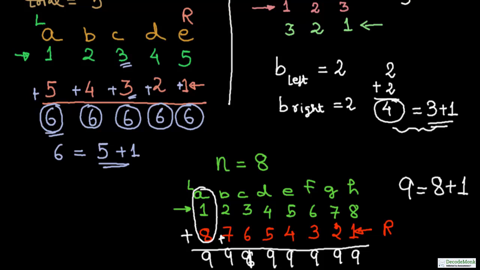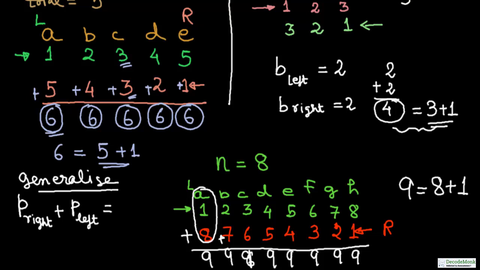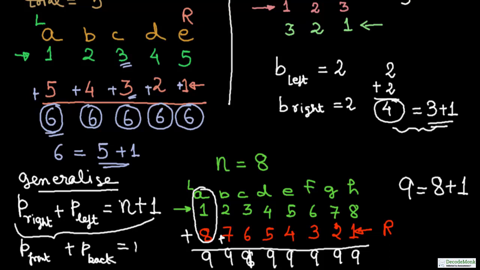So we can generalize this finding in an equation like this. Suppose we are representing position by p, so position from right plus position from left is equal to the total number of persons represented by n plus 1. So this can also be written as, if they are standing in a row where there are no rights and left, but there are front and back, position from front plus position from back end is equal to n plus 1.